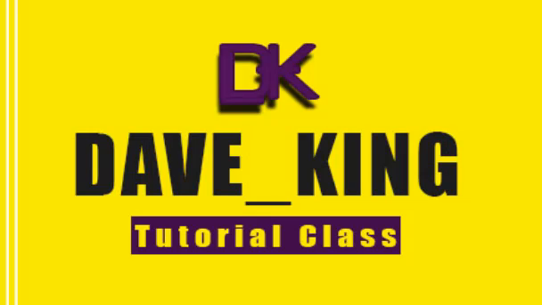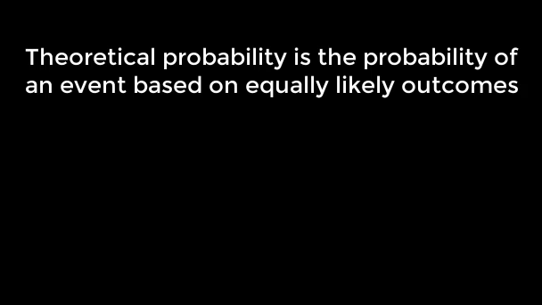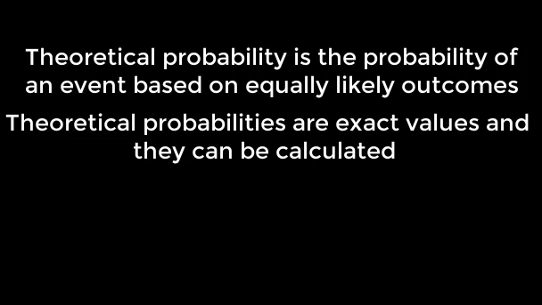In our last class, we looked at probability, under which we looked at the definition of probability, the formula related to probability, and experimental probability, and we solved questions under it. In this class, we're looking at theoretical probability. Theoretical probability is the probability of an event based on equally likely outcomes. Theoretical probabilities are exact values and they can be calculated.